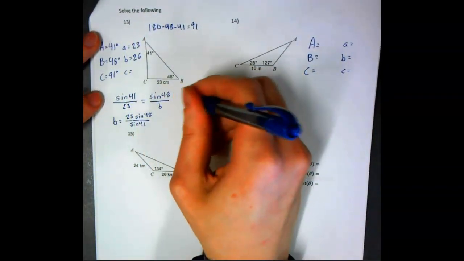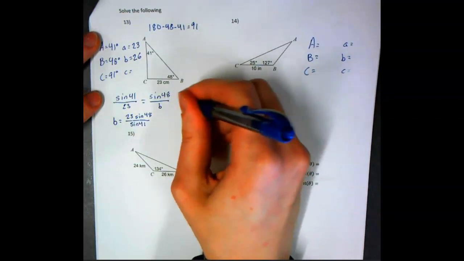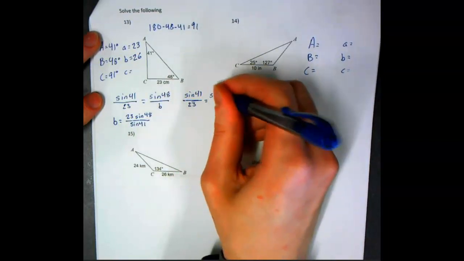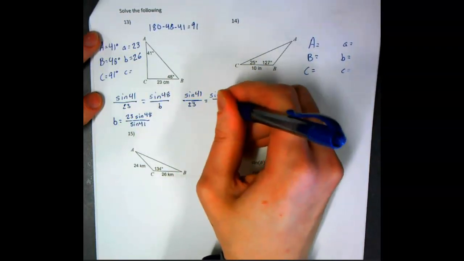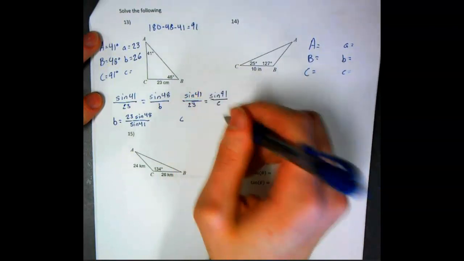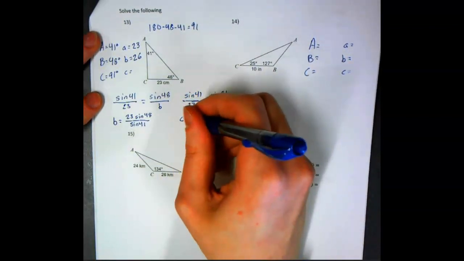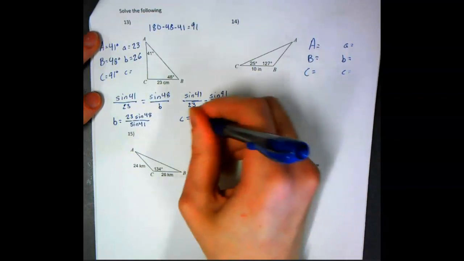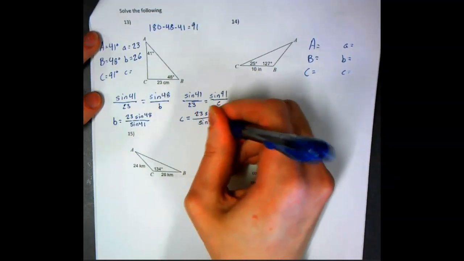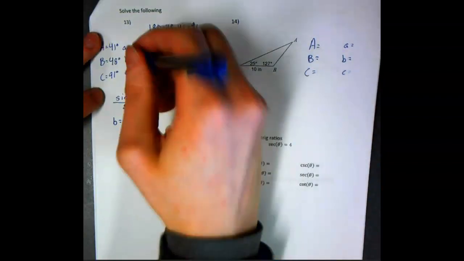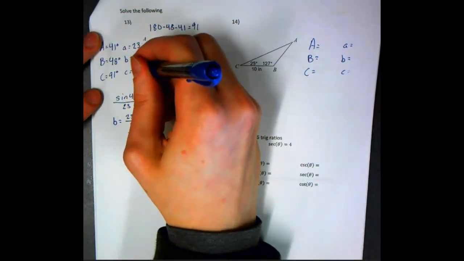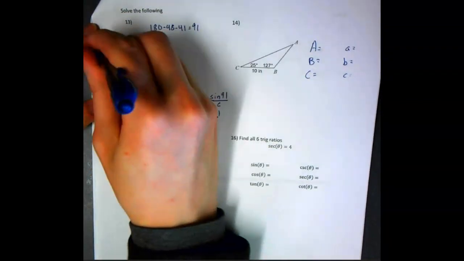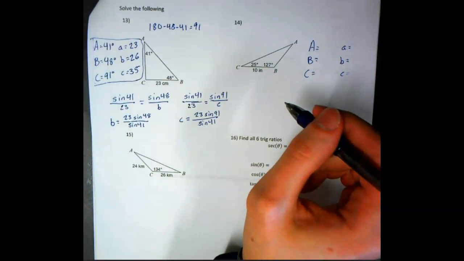Next, we'll do sine of 41 over 23 equals sine of 91 over C. Again, cross multiplication, divide to get C by itself. We have C equals 23 sine 91 over sine 41. And that should equal just about 35. And so you have now solved problem 13.